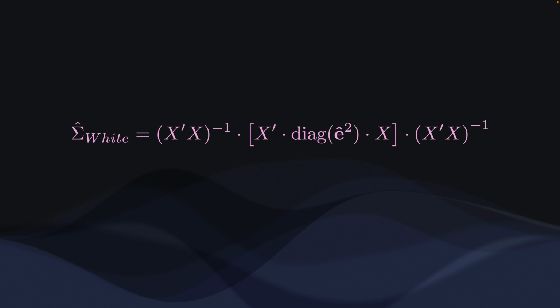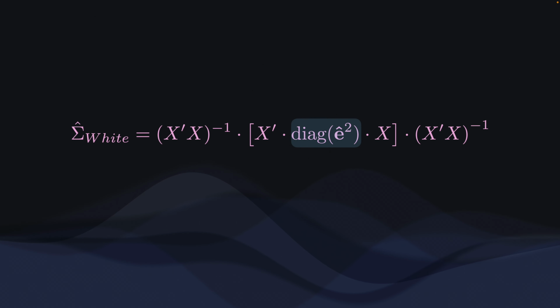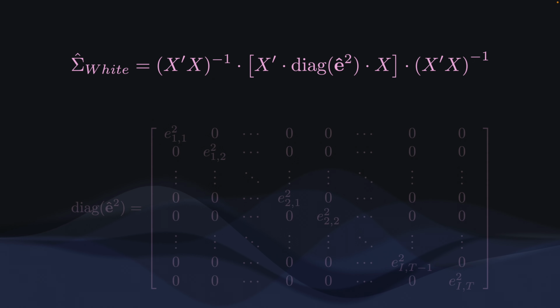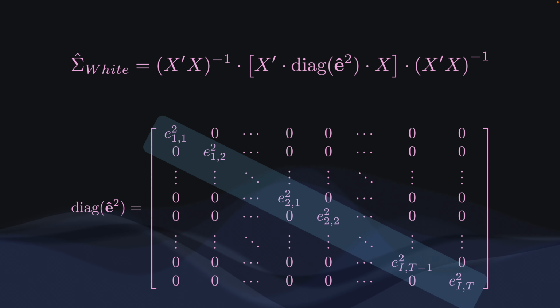The White estimator is defined as (X'X) inverse times X' times diag of residual squared times X (X'X) inverse. So we have the (X'X) inverse that is making a sandwich of the middle term. And what's in that middle term? Well, you've got diag of residual squared. This is a diagonal matrix with the squared residuals on the diagonal and 0 elsewhere.